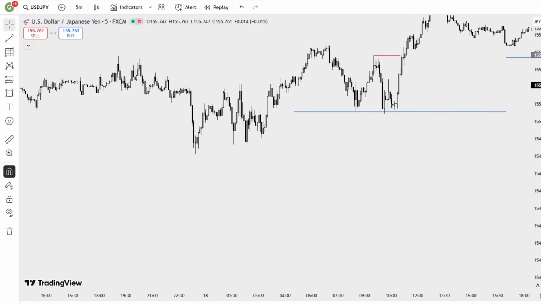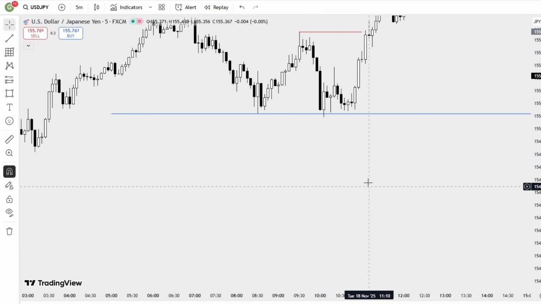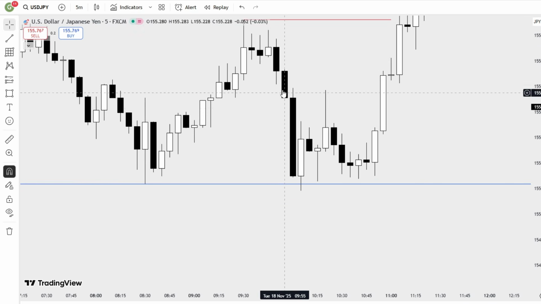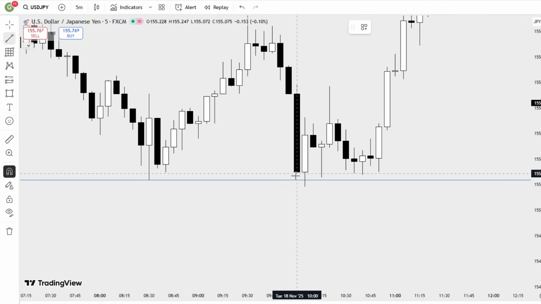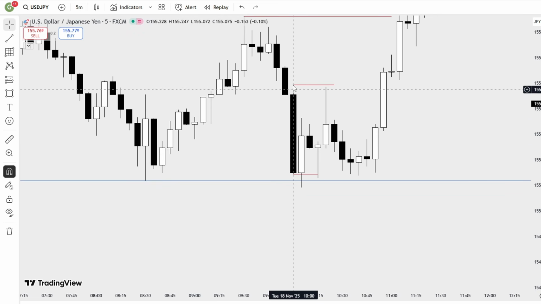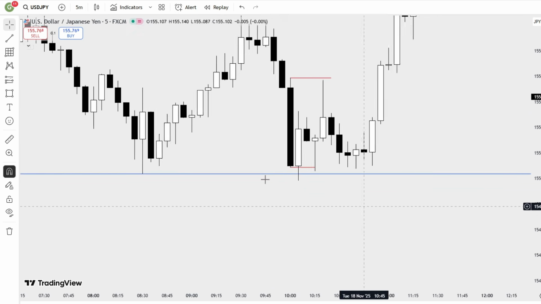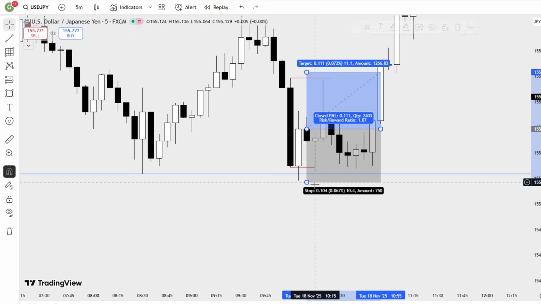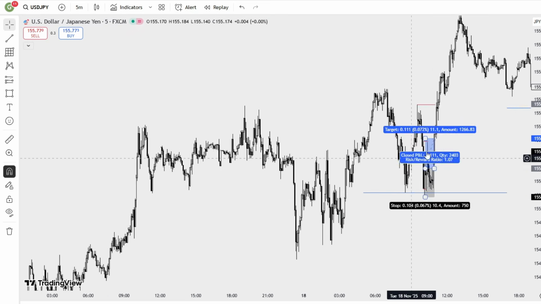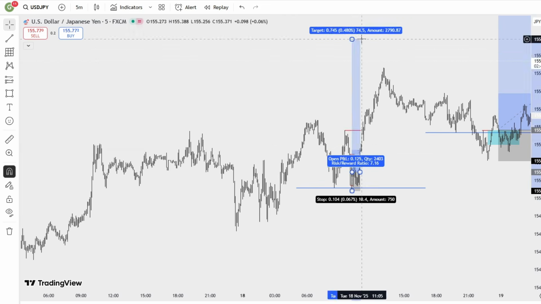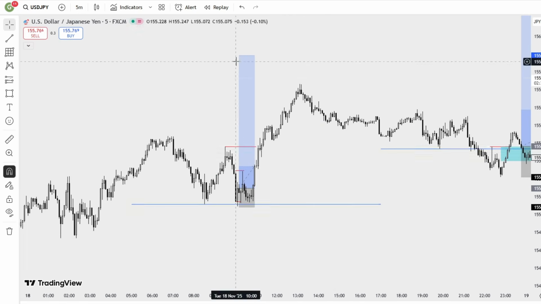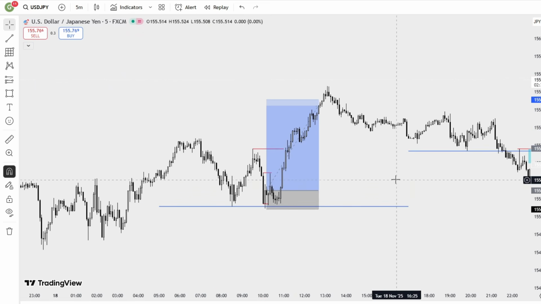Maybe a CRT kind of entry, and there you go, CRT entry. It's here, right? Heavy down close candle, CRT low, CRT high, right? Candle number one, candle number two, entry on candle number three, stop below the low, right? And you can have your target. Okay.